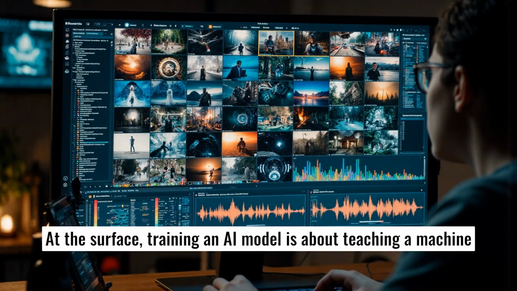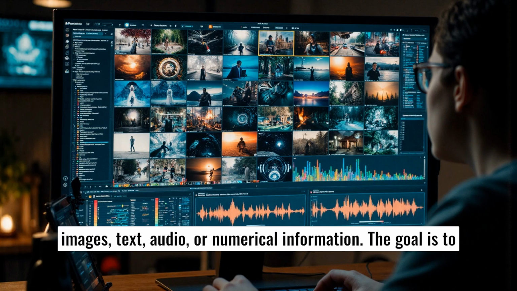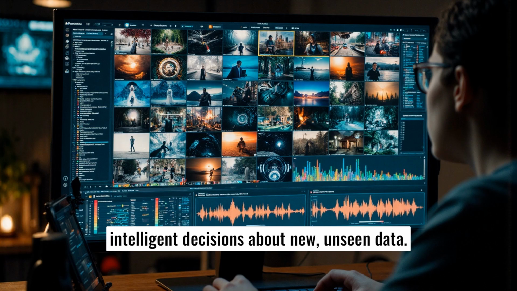At the surface, training an AI model is about teaching a machine to recognize patterns in data. It starts with raw data input: images, text, audio, or numerical information. The goal is to create a system that can generalize from examples and make intelligent decisions about new, unseen data.